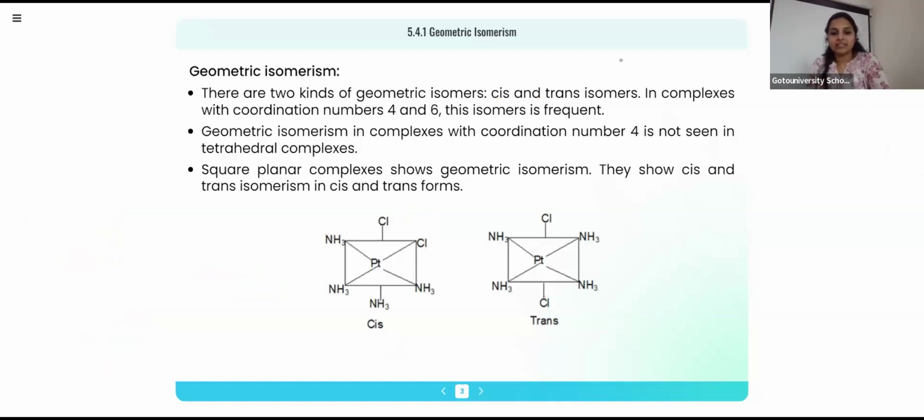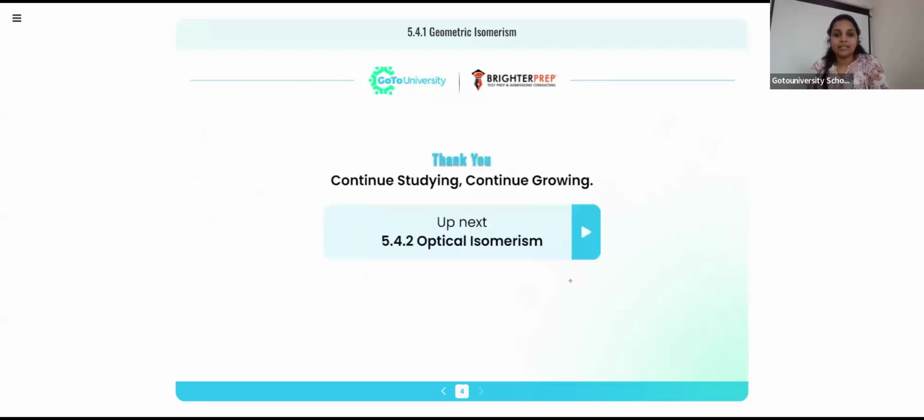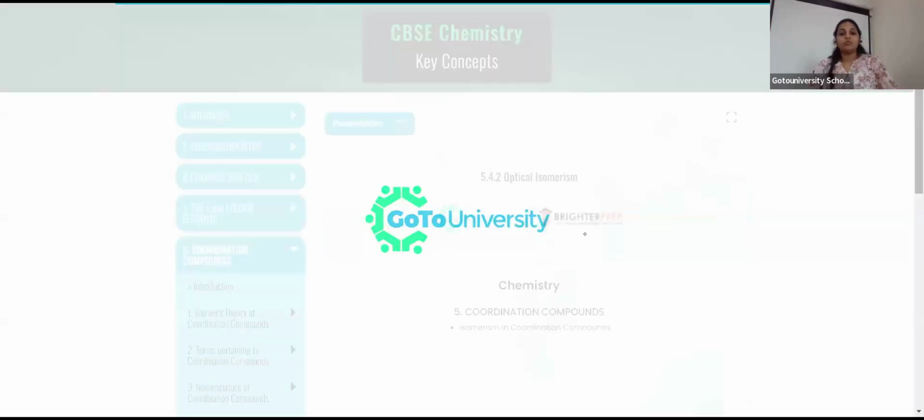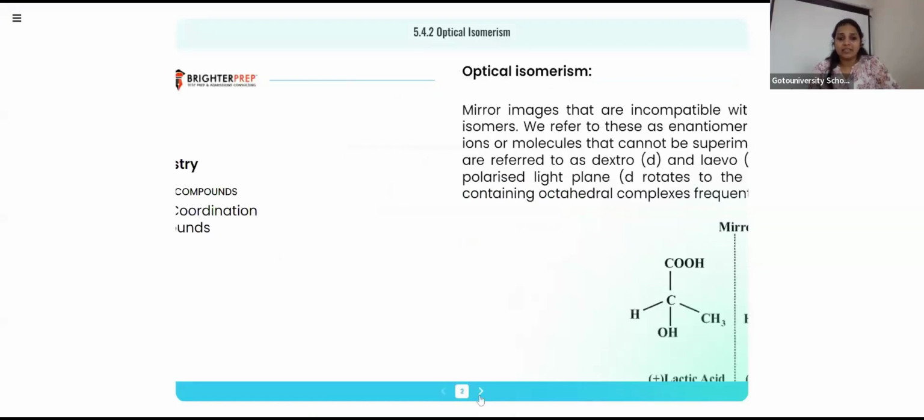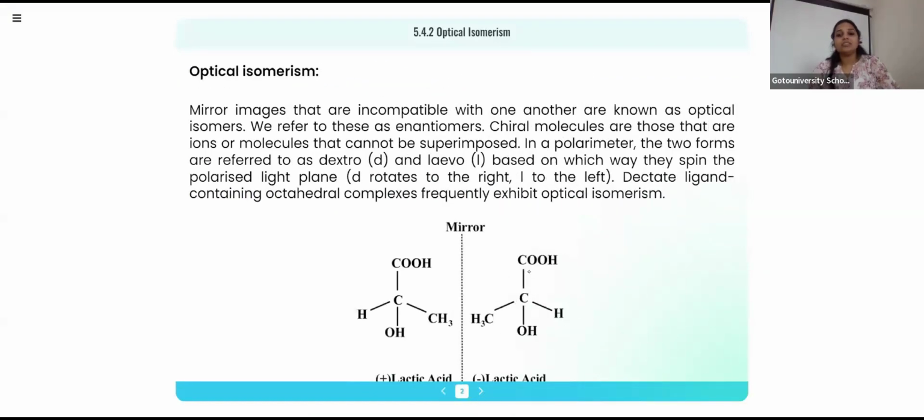Now, the next type of isomerism is optical isomerism. Optical isomerism is related to optical activity, meaning how the compounds behave toward the sunlight, toward the light. That is called optical. Optical means how the compound behaves in the presence of light. So for optical isomerism, here we can see one compound.